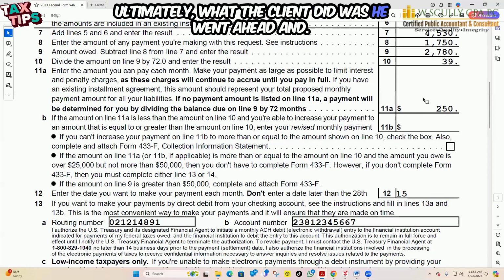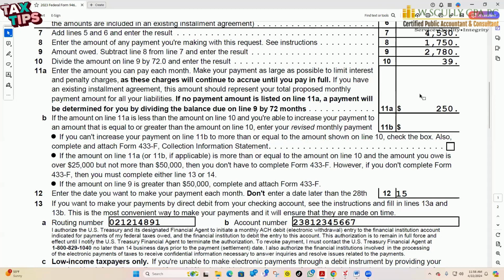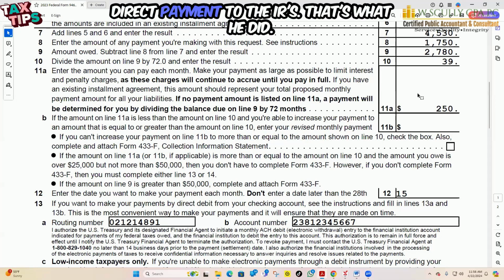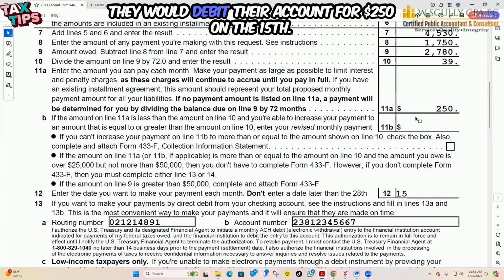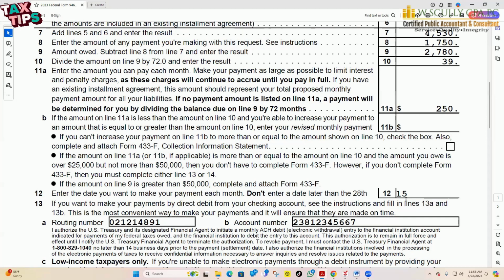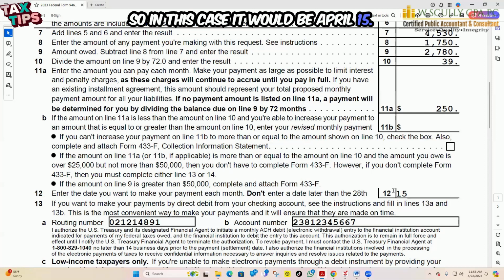Ultimately, what the client did was he went ahead and made the payments online, okay? Direct payment to the IRS. That's what he did. They would debit the account for $250 on the 15th. So in this case, it would be April 15th. As soon as they get the form and process it, they would take it immediately after.